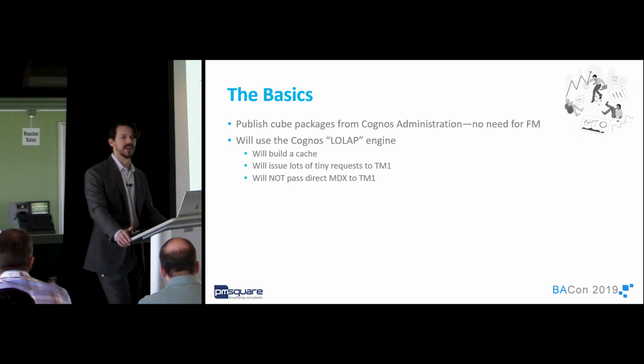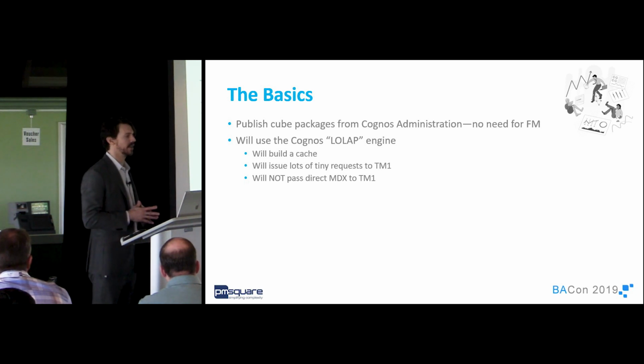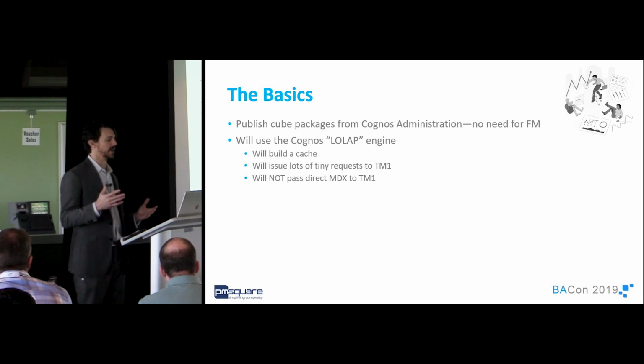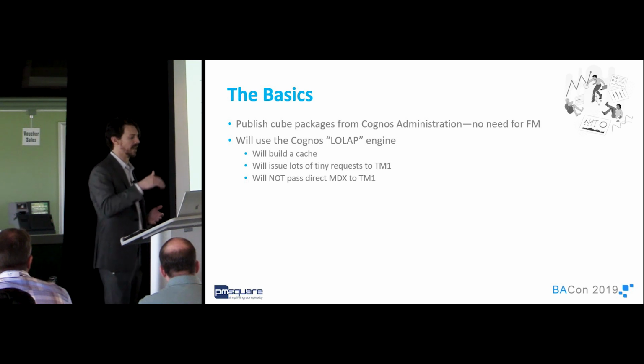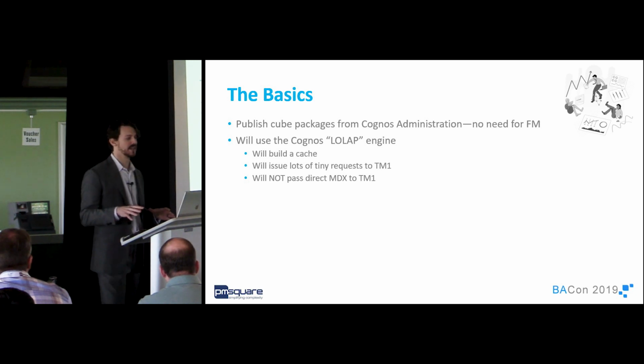Another basic to understand is that when you connect to a Planning Analytics data source and start doing reporting off of it, it's going to use what's called the Cognos LOLAP engine. LOLAP means, the L at the beginning of OLAP is for local. So it's the Cognos local OLAP engine. Essentially what that means is it's going to build a cache on the Cognos side of things.